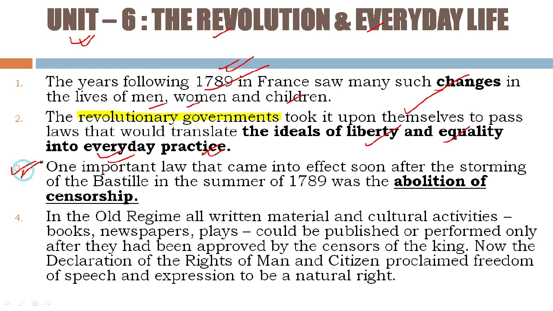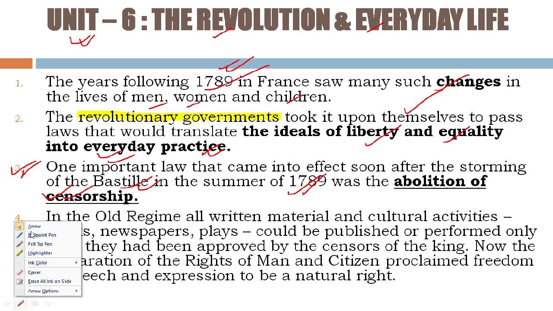In the third point, we see one important law that came into effect soon after the storming of the Bastille. Now in the comment section you will tell me what was the Bastille. So a very important development in 1789, we see that the censorship was finally abolished and the press was made free of any kind of shackles.